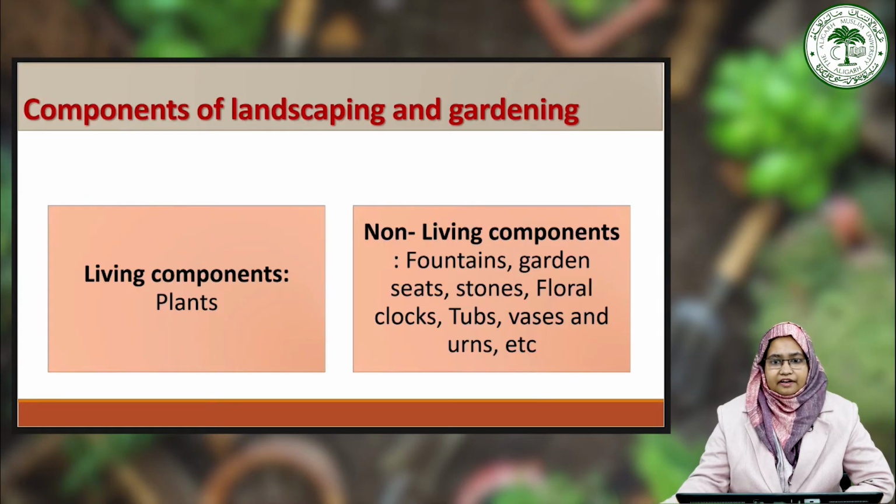Here is a breakdown of the different components of landscaping and gardening, which include living components that comprise plants and non-living components that comprise fountains, garden seats, stones, floral clocks, tubs, vases and urns, etc.